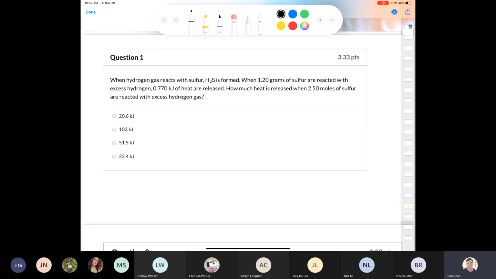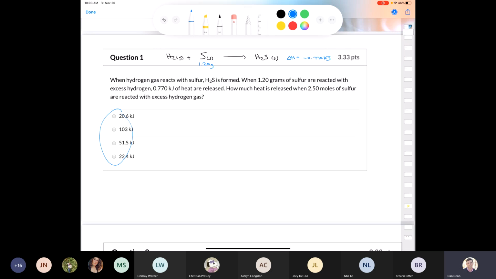What's it saying here? We're going to react hydrogen gas, H2 gas, with sulfur. Sulfur is a solid. We're going to produce H2S, which is also a gas. And it's telling us that if we react 1.20 grams of sulfur, we end up releasing 0.770 kilojoules of heat. So delta H is going to be equal to negative 0.770 kilojoules.